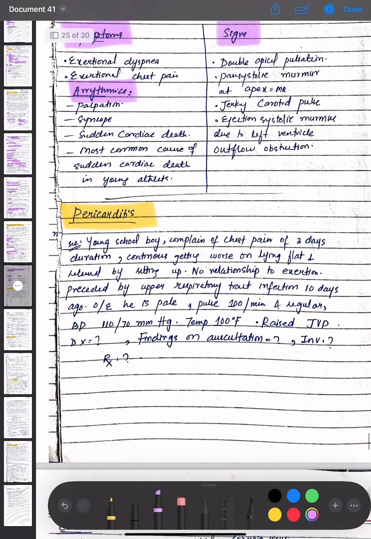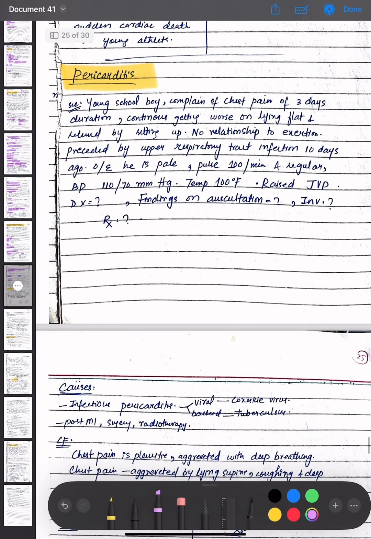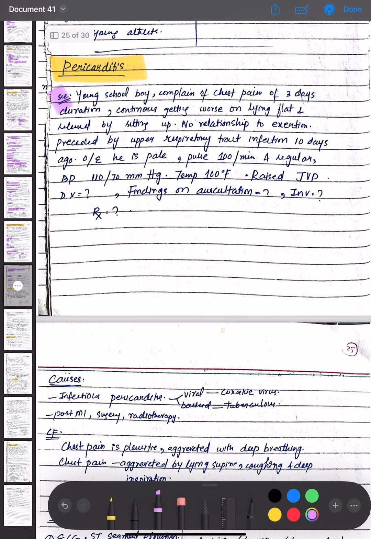Now coming towards pericarditis. The scenario is that a young schoolboy complains of chest pain of 3 days duration, which is continuous, getting worse on lying flat and relieved by sitting up. No relationship to exertion, preceded by an upper respiratory tract infection 10 days ago. On examination, his pulse is 100 per minute and regular, BP is 110/70, and temperature is 100 degrees Fahrenheit. Raised JVP is present. What is the diagnosis? What is the finding on auscultation, the investigation, and the treatment?